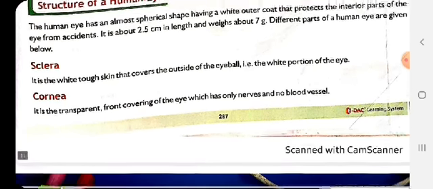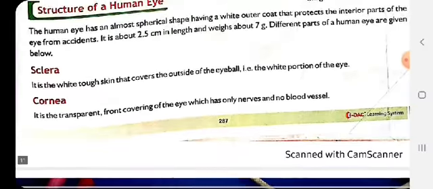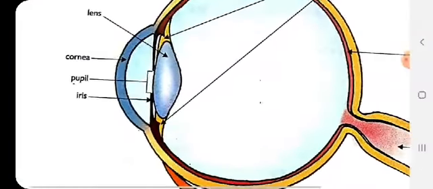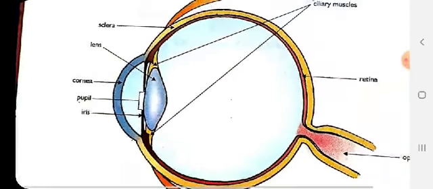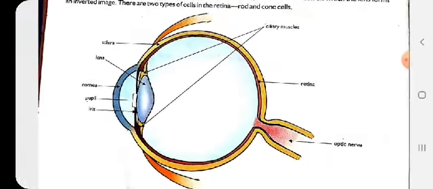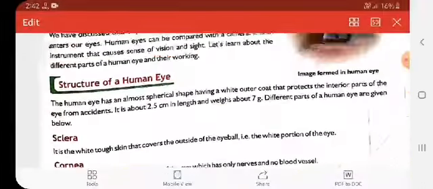Next is cornea. Cornea is a transparent front covering of the eye which has only nerves and no blood vessels. You can see this is the cornea part, and this is transparent. Transparent is because light enters through the eyes through this, and it allows all the light to pass through it. So this is cornea, which is in the front of the eyes.